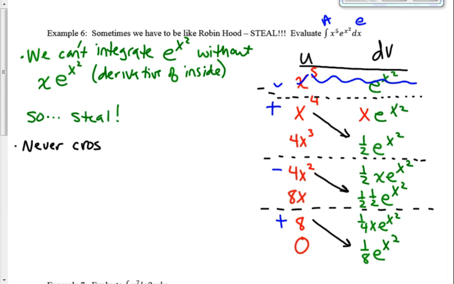Never cross the dotted line when you're multiplying diagonally.